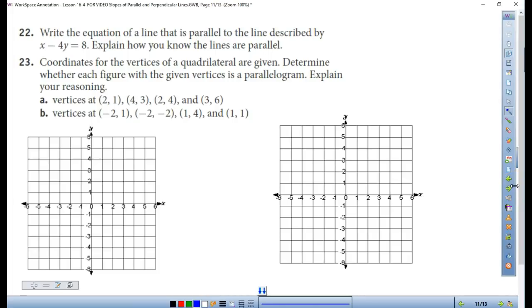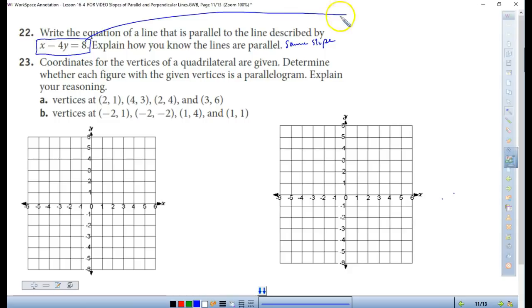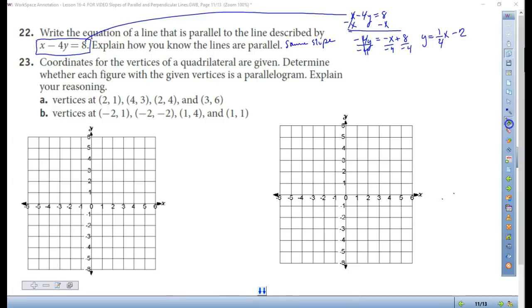Alright, write the equation of a line that's parallel to the line described by this. Okay, so describe how you know they're parallel. We need the same slope, but we can't tell this slope until we get y by itself. So x minus 4y equals 8. Let's get rid of that x. So -4y equals -x plus 8. Dividing everything by -4, this gives us y equals positive, negative is positive 1/4 x, and then -2. So here's the slope.